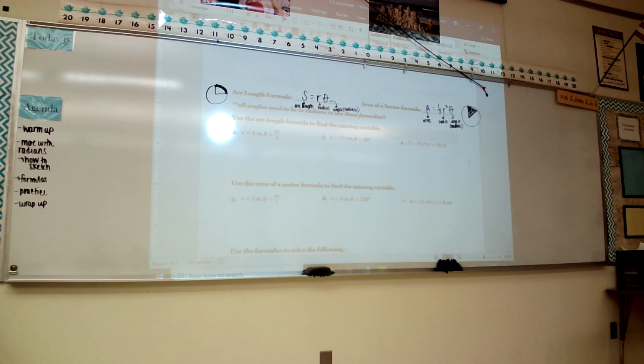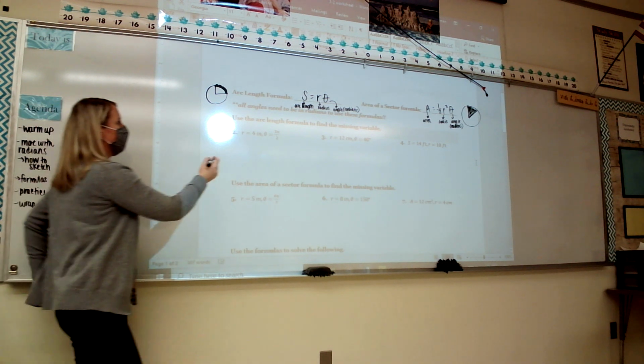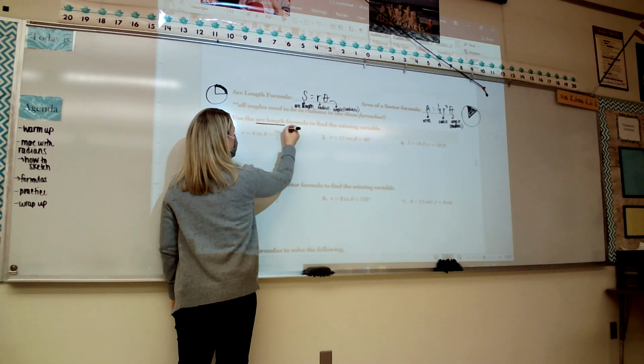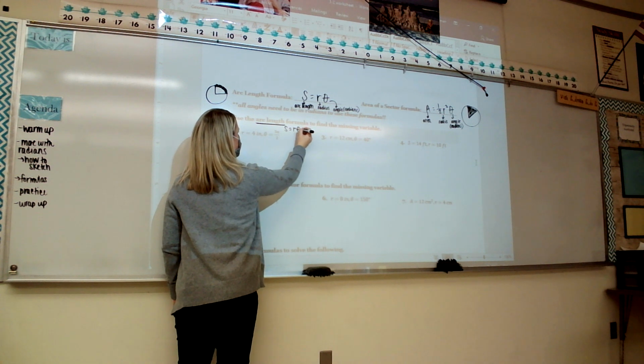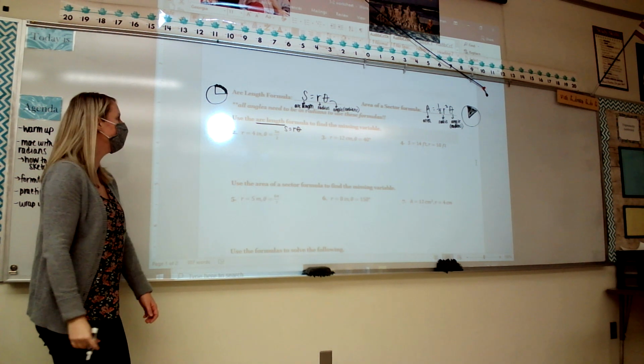Okay. So the main goal today is just to get used to plugging into them, and then we'll see how we feel. Sorry, I just need to move this for 1 second. I just didn't know what that problem was. Beautiful. So when it says find the arc length, I'm going to remind myself I'm using S equals r theta for these ones. I'm just going to plug in what I know.